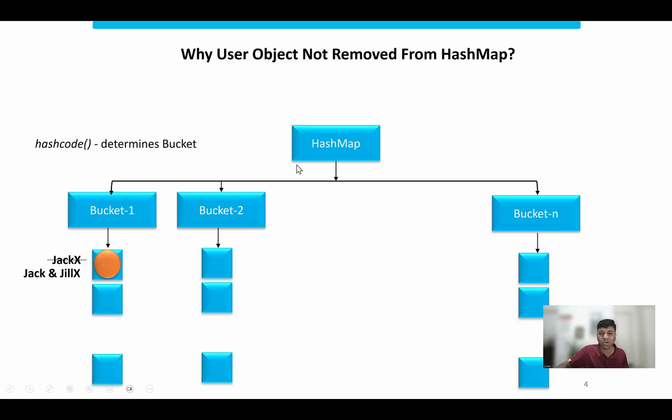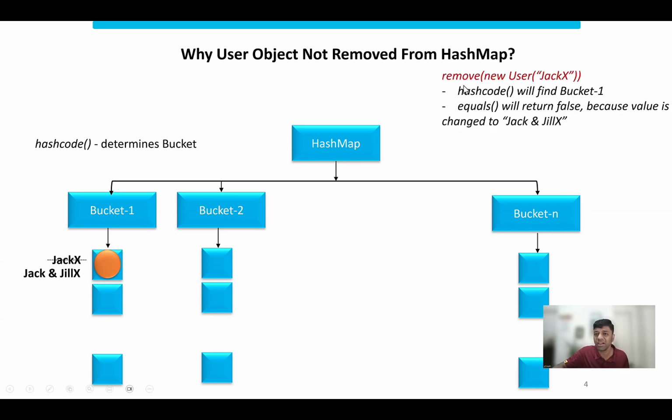So now this is how the hash map looks. There is a hash map, which has an array of buckets. Within each bucket, there is a list. And within the list, we inserted Jack X, and now we changed its name to Jack and Jill X. So now let's see what happens when I invoke the operation to remove the user Jack X in the code.